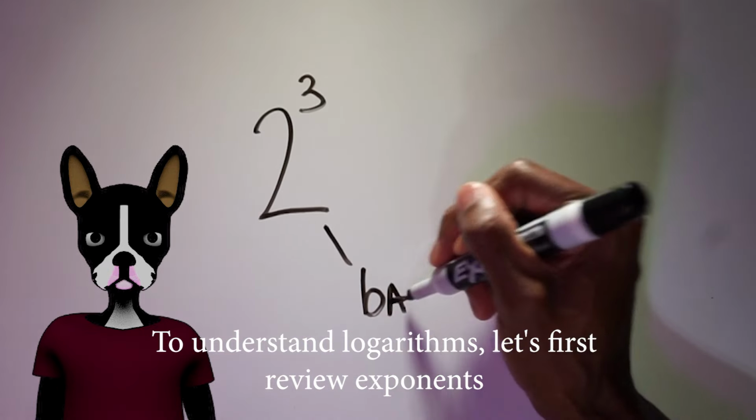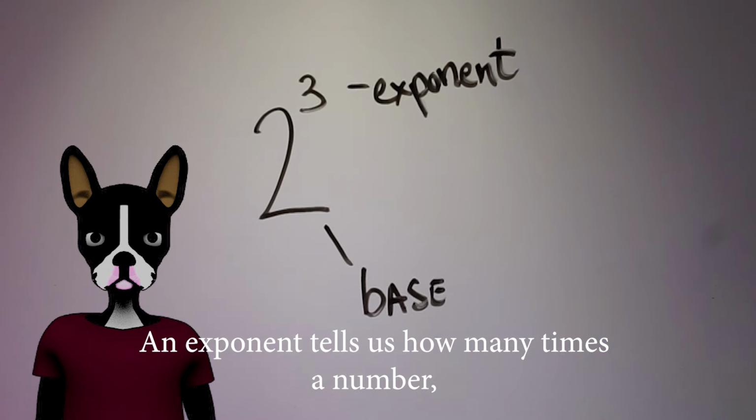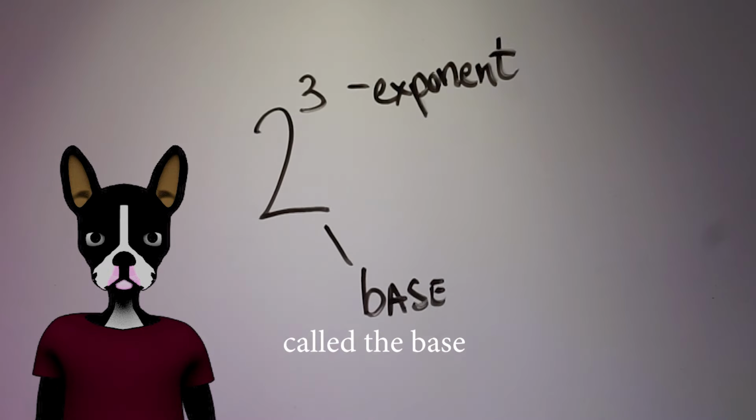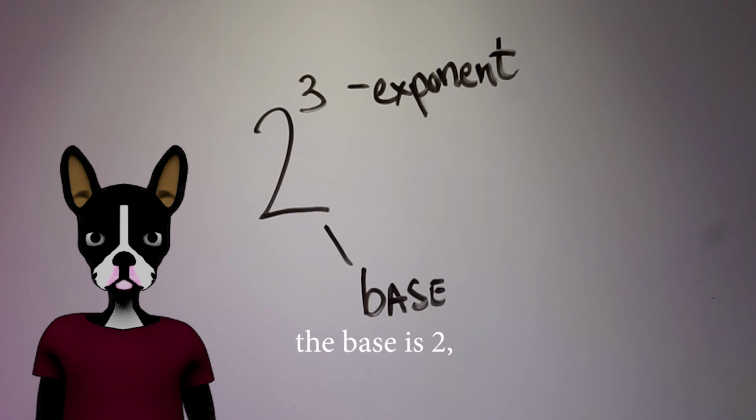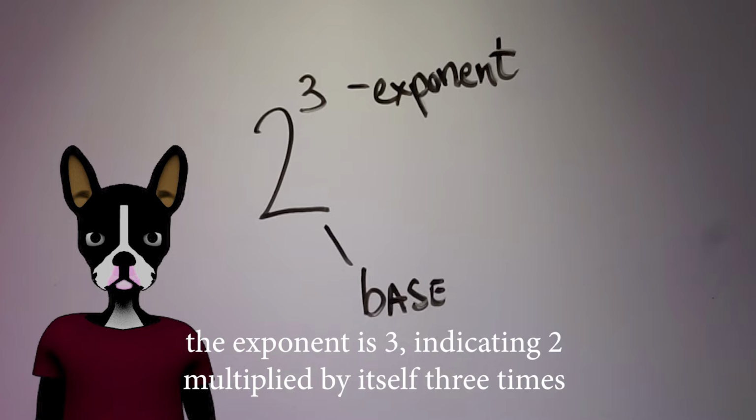To understand logarithms, let's first review exponents. An exponent tells us how many times a number called the base is multiplied by itself. For example, in the expression 2 to the third power, the base is 2, the exponent is 3, indicating 2 multiplied by itself 3 times.